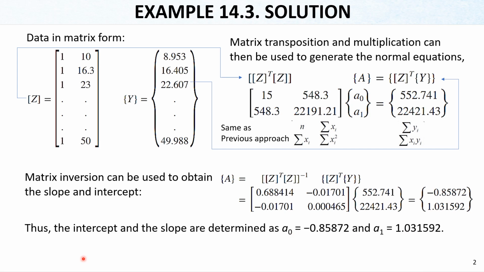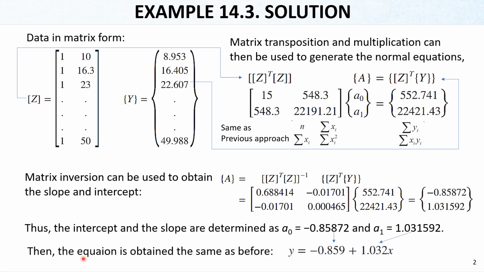We mentioned that. But of course, we can now have a better analysis of this using the confidence intervals. We will check that as well. But the equation is obtained the same as before, like this. These are just rounded values to 3 digits.